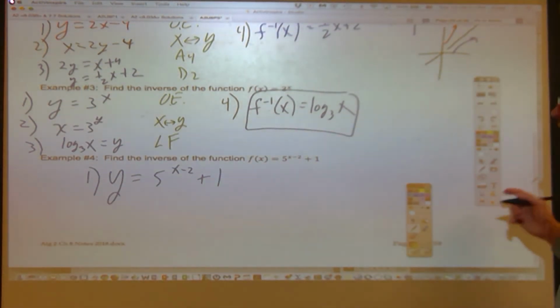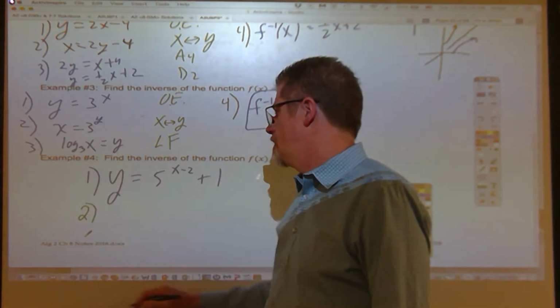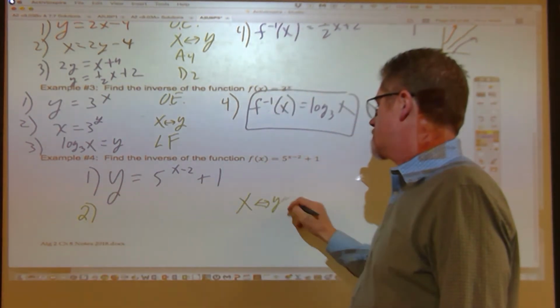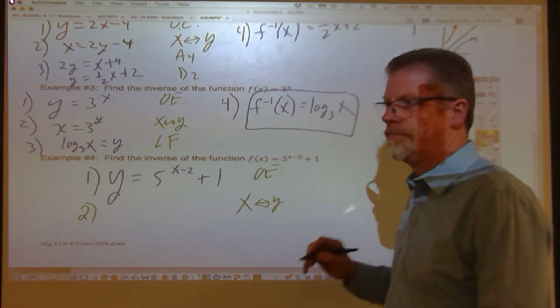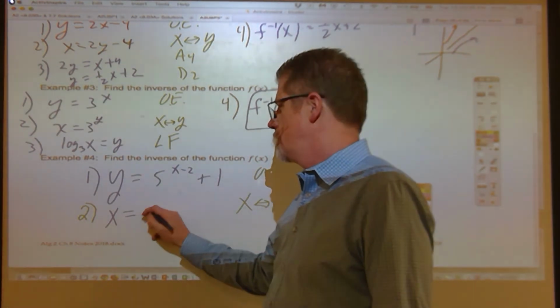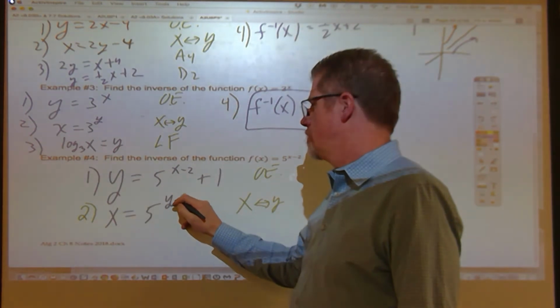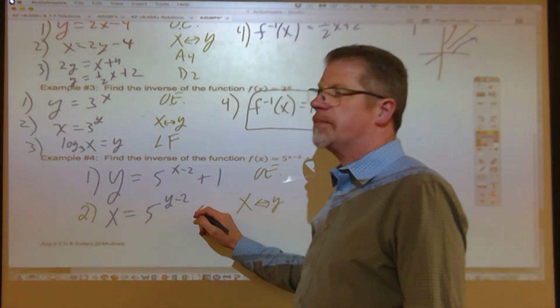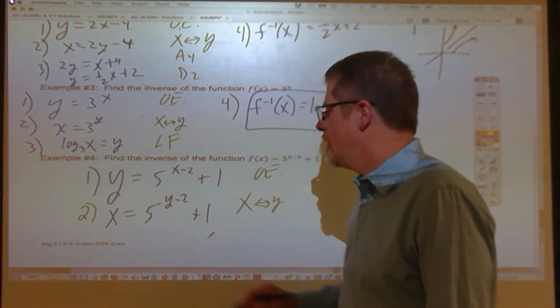So now, in fact, let's go to Anna on this one. What's the trade places line going to be on this one? x equals 5 to the y minus 2. Keep going. Plus 1. Plus 1. That's correct.